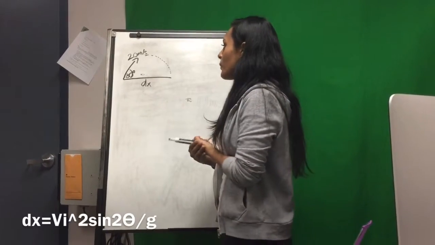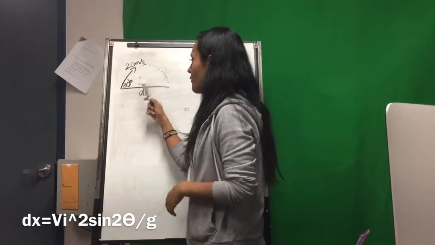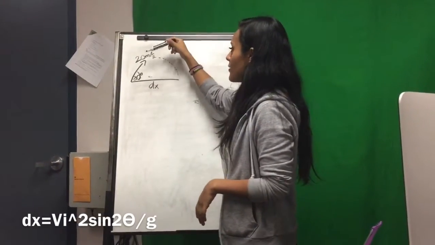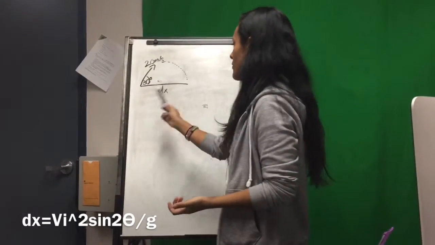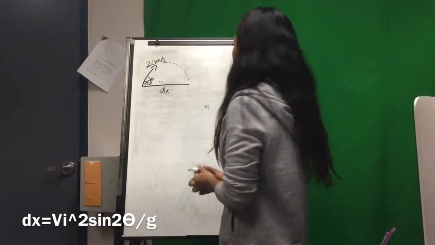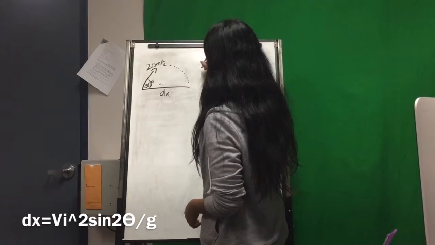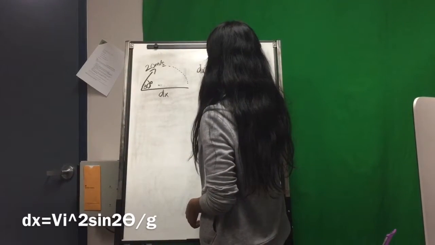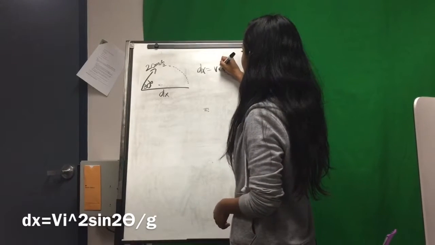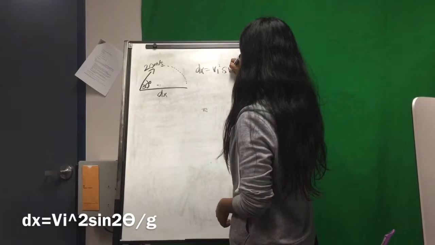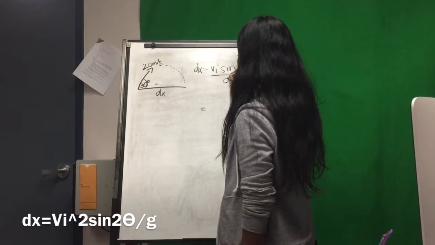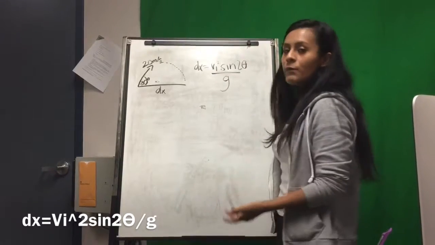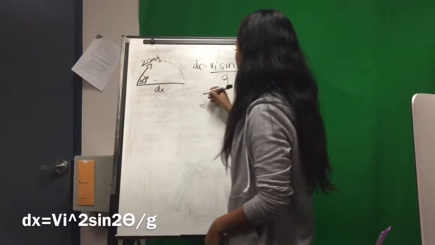So in this example, we have an arrow being shot with an angle of 30 degrees with a velocity of 20 meters per second. And we want to find the horizontal distance. There's actually an easier equation to find this, which is dx is equal to initial velocity squared times sine 2 theta over gravity.